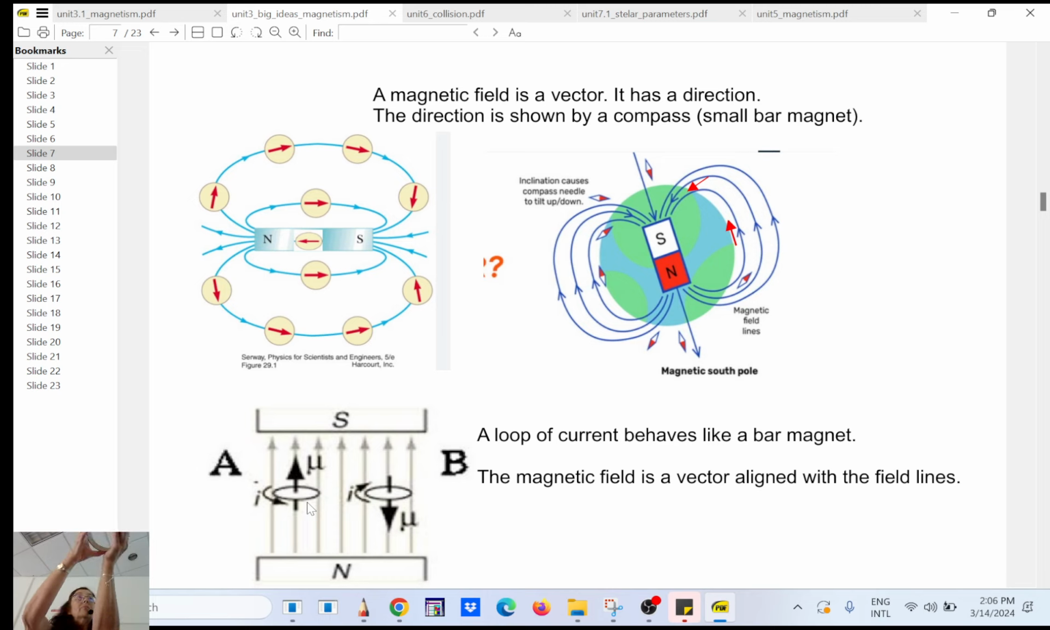If you have this loop inside the magnetic field, it will be acted upon by a torque. It will twist in such a way that it will align itself with the magnetic field. Do you understand? So that means it's at a lower potential energy.